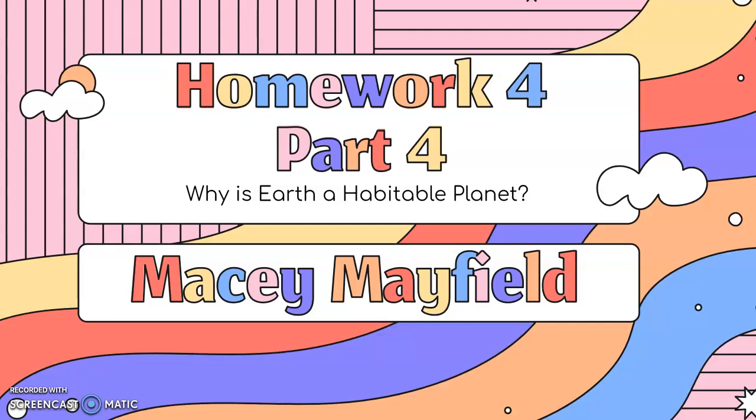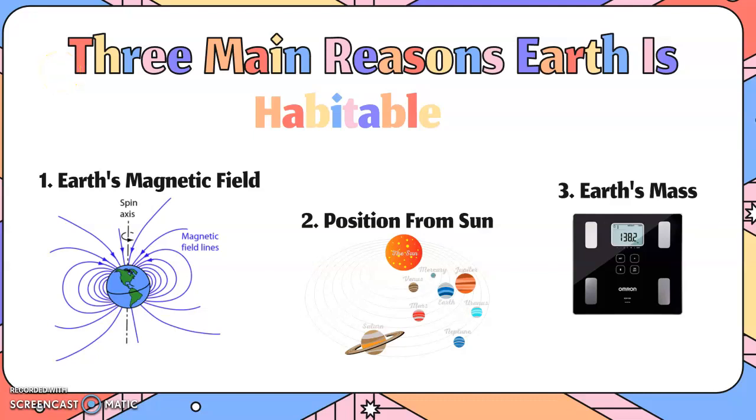This is my presentation for homework for part 4. Overall, Earth's mass, magnetic field, and position from the sun is what makes Earth habitable, but let's break that down.